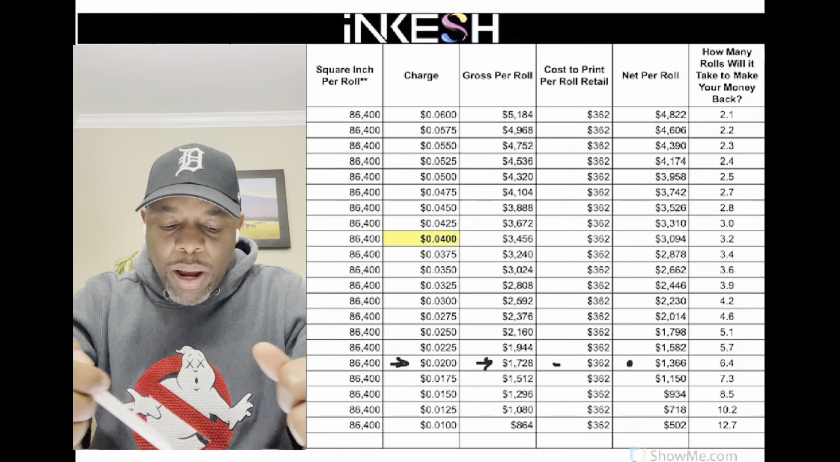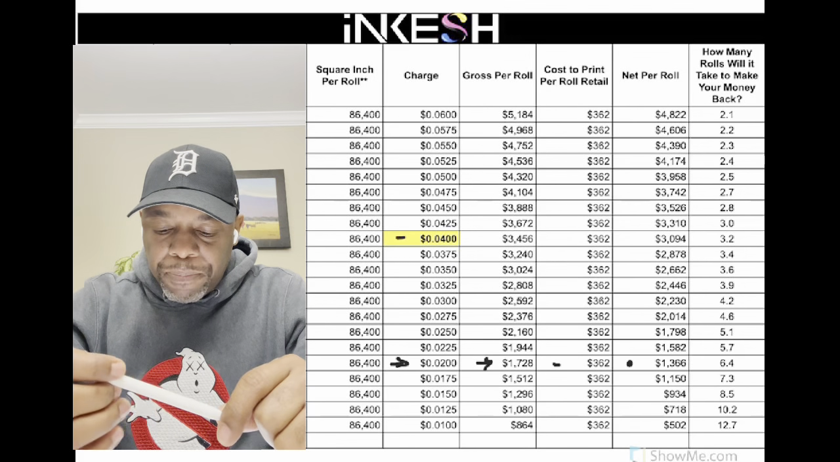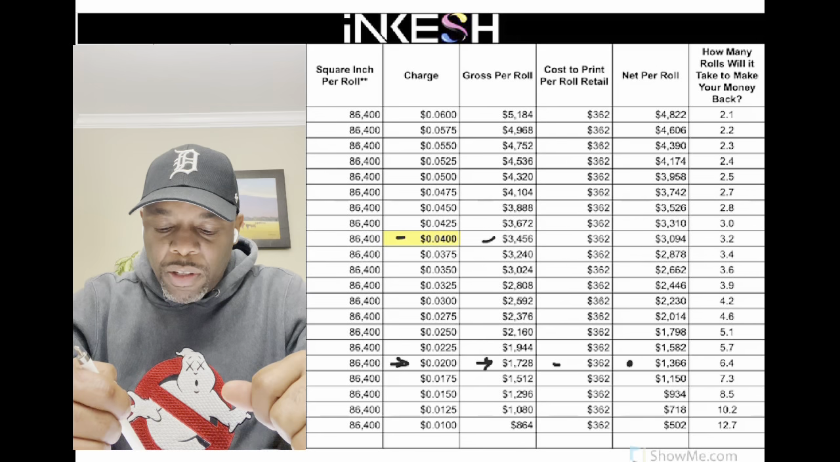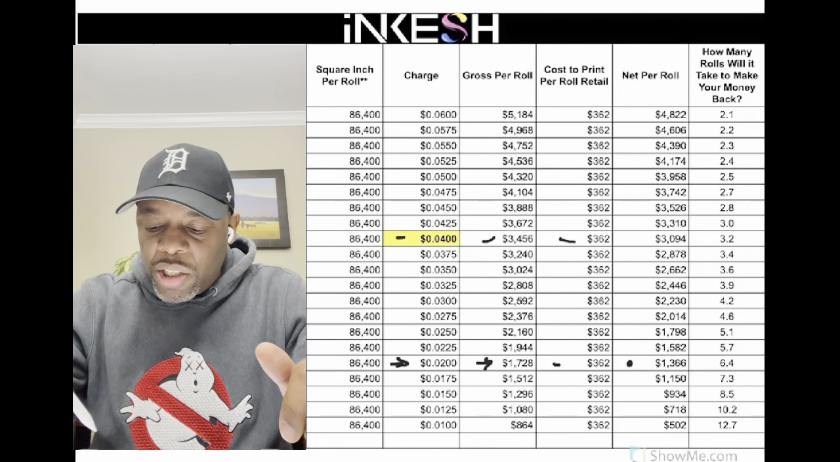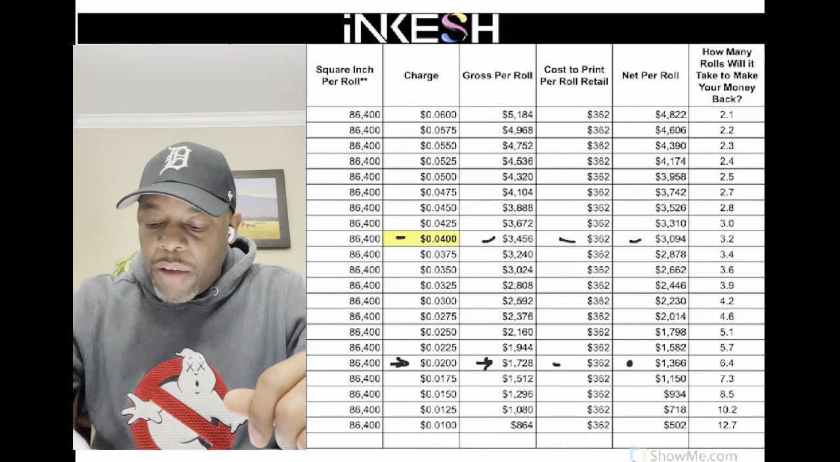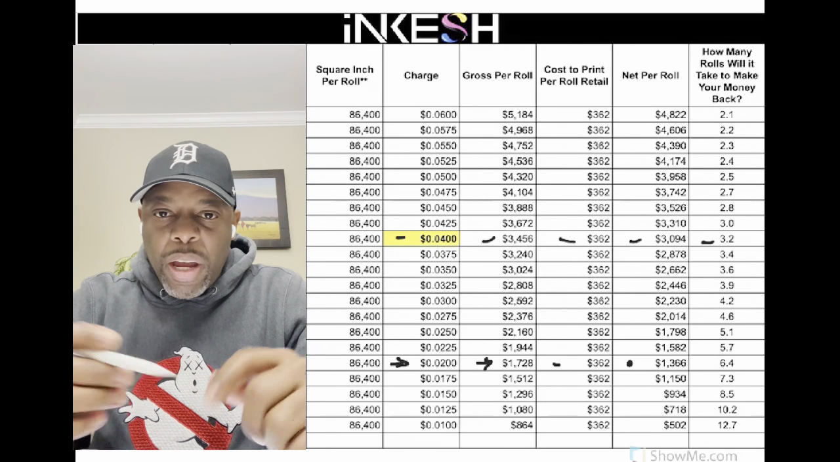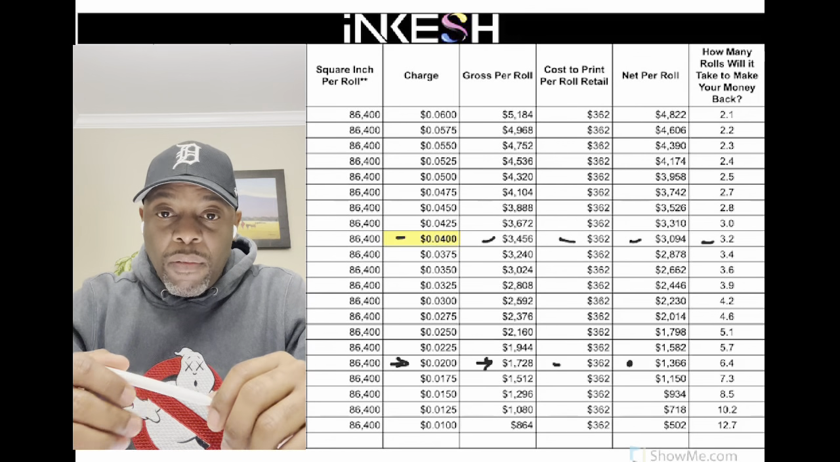All right. So we recommend right here, 4 cents per square inch. That's what we recommend. 4 cents per square inch gets you $3,456 per roll. After you take out the $362, that leaves you with $3,094. Now, if you look over here, that means once you sell through maybe 3.25 rolls of film, you've made your money back on your investment.